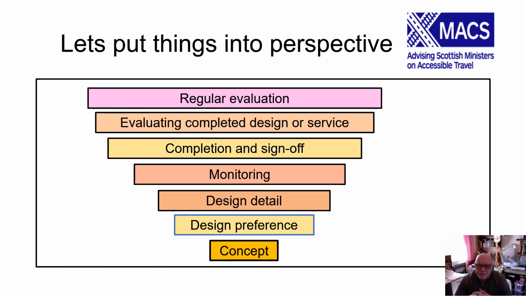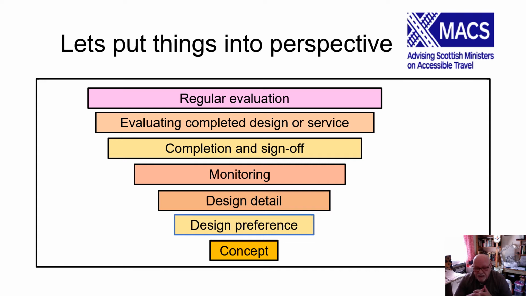the service about? You know, what are the preferences for people with protected characteristics? You know, what way do they want to go? What is the best way forward that is most inclusive? Then go on to look at the detail of that design.